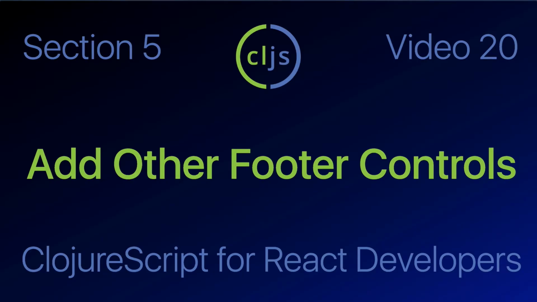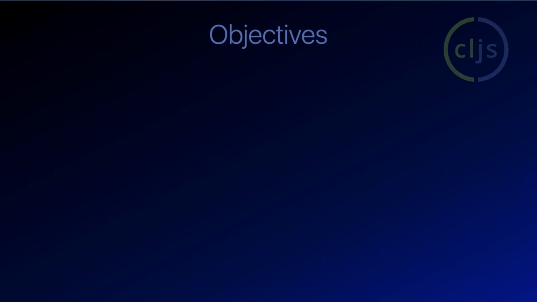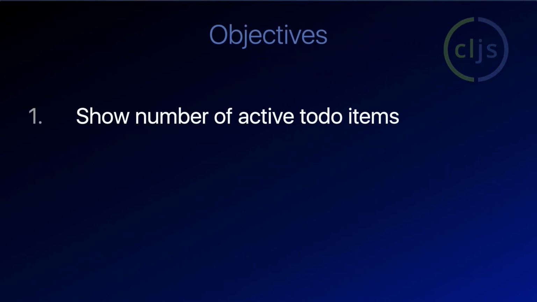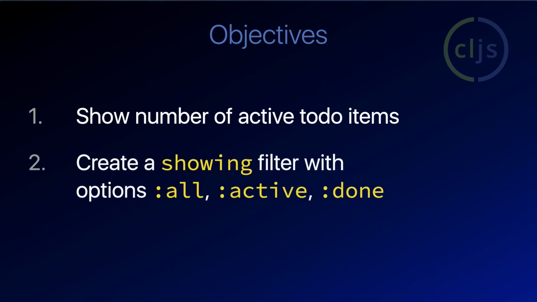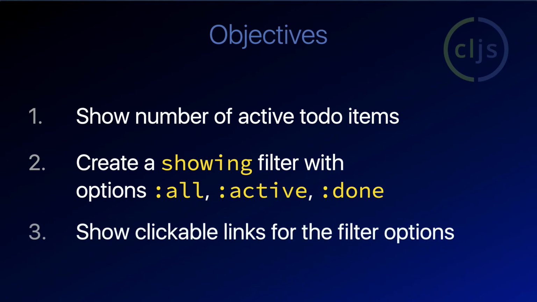Add other footer controls. Our objectives are: we will create a label showing the number of items left to do. We will create a filter that will control whether we show all to-do items or just the active or done to-do items. Finally, we will create clickable links for these filters.